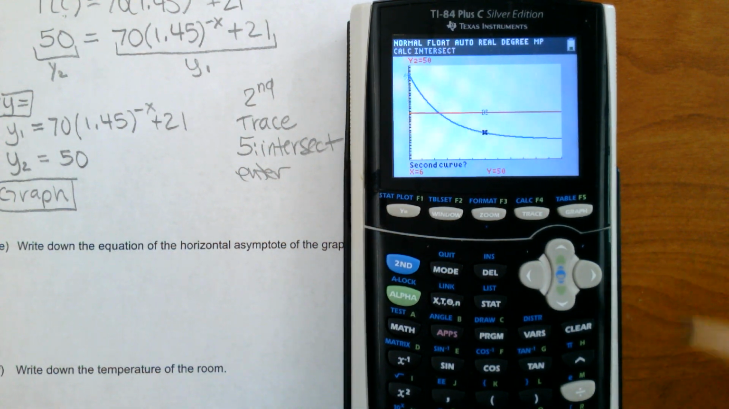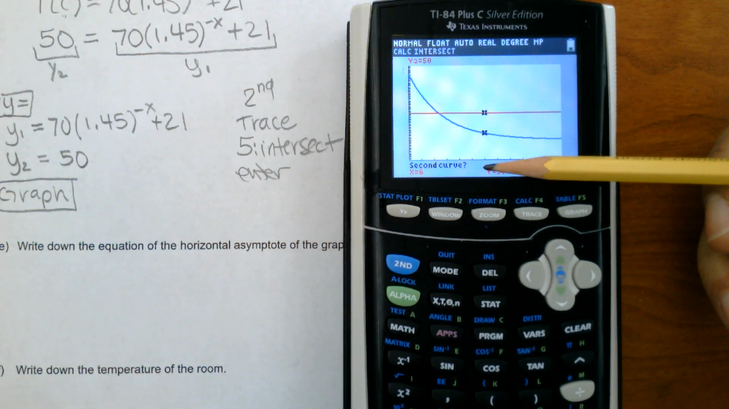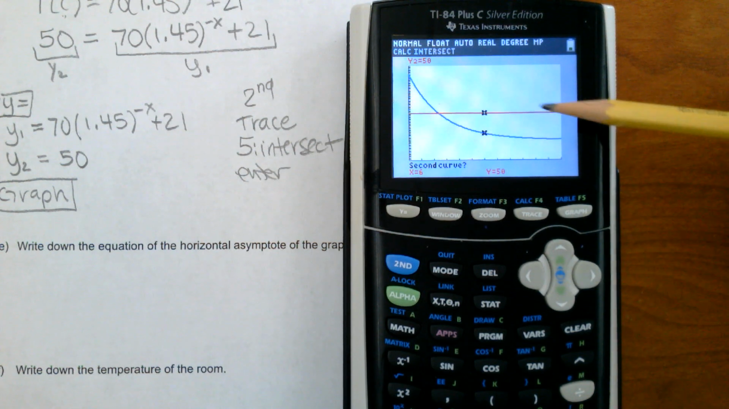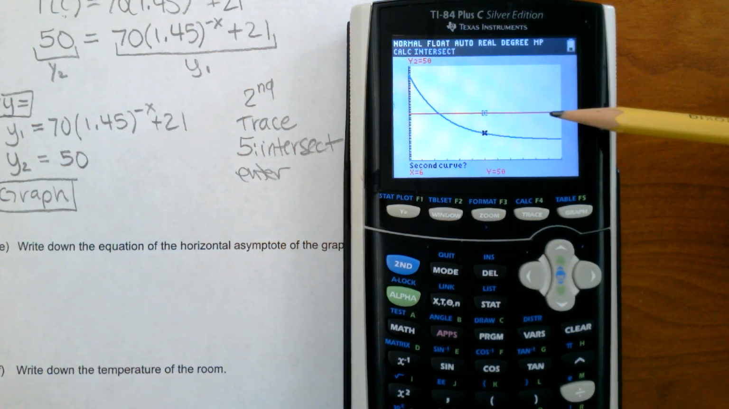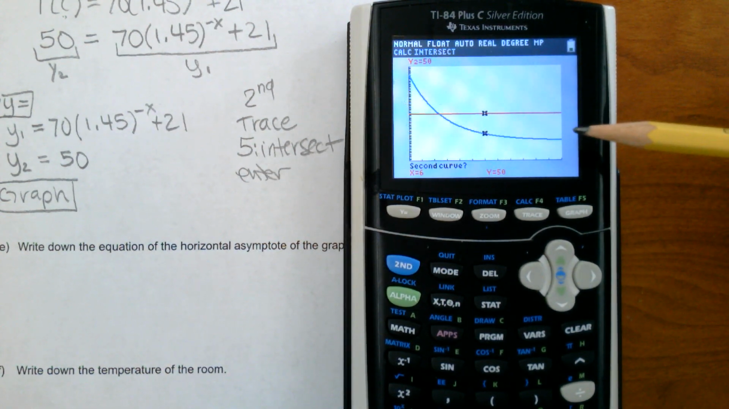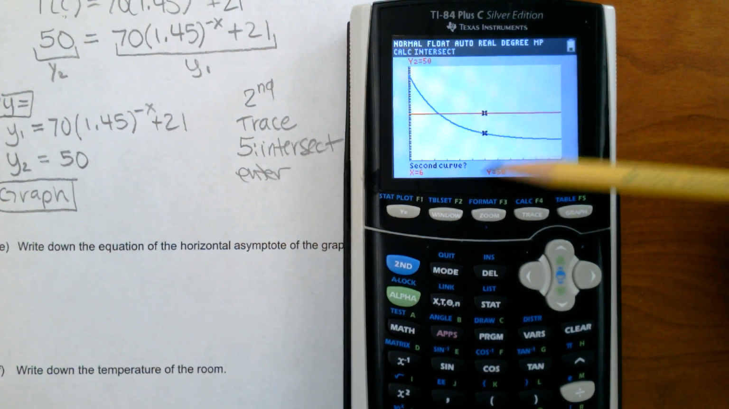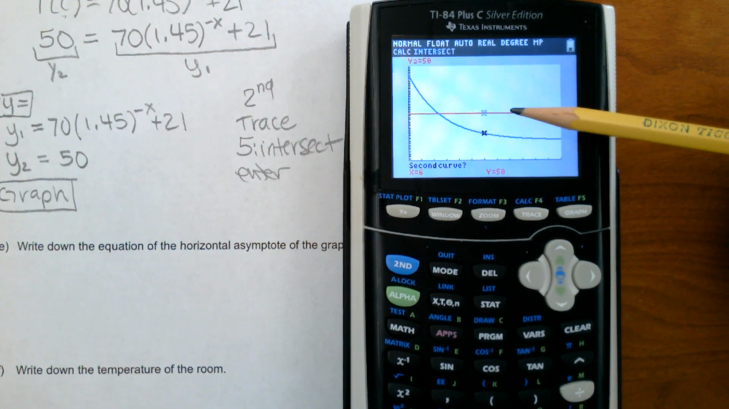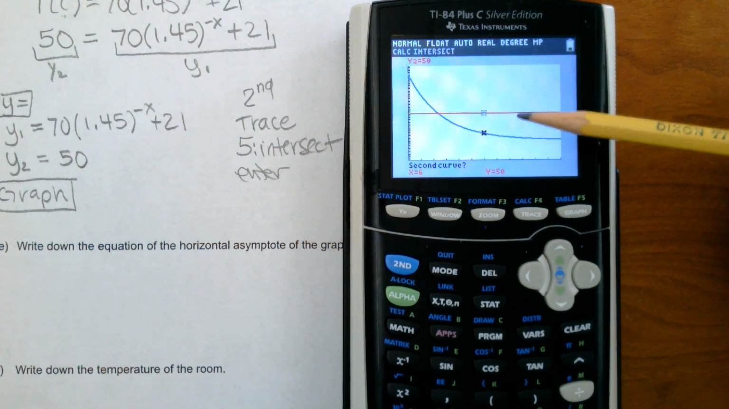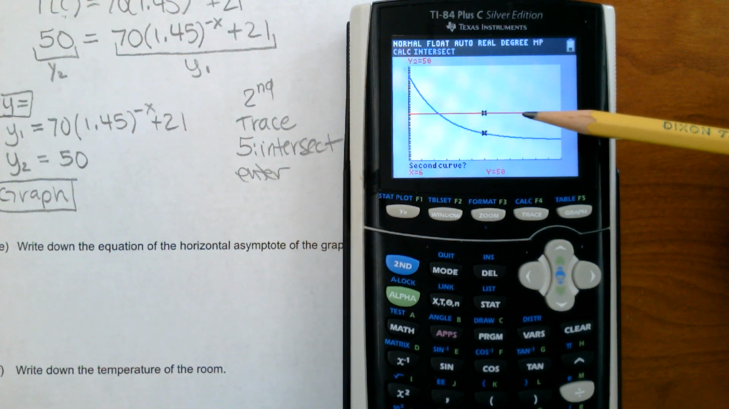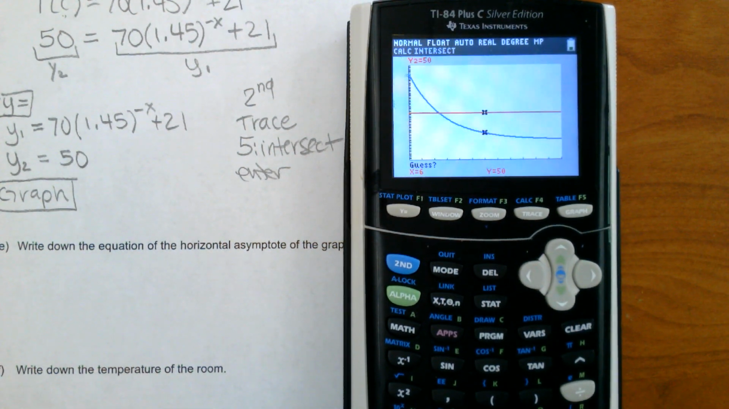Okay. Now let's look at the bottom. It says second curve. So it's asking you, is this the second one? I know it's not a curve, it's a line. But again, we could have curves and lines. They just named it curve. So is this the second one that you want us to find the intersect for? And you are going to say yes. So you're going to press enter again.